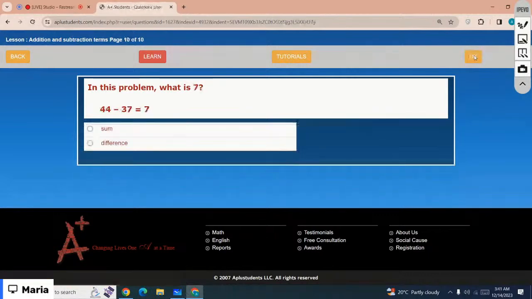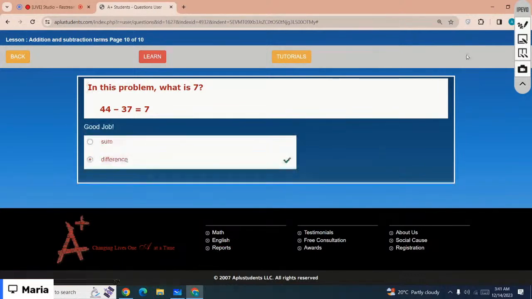Okay, in this problem, what is 7? Which is the correct option? Seven is the difference of the two numbers, right? Because the numbers are subtracting.